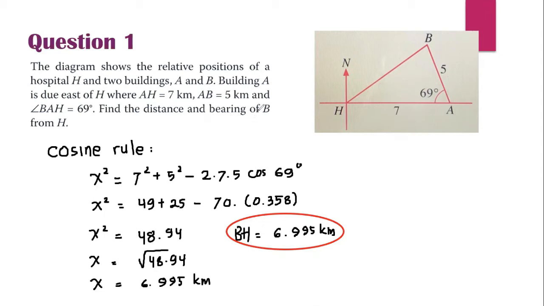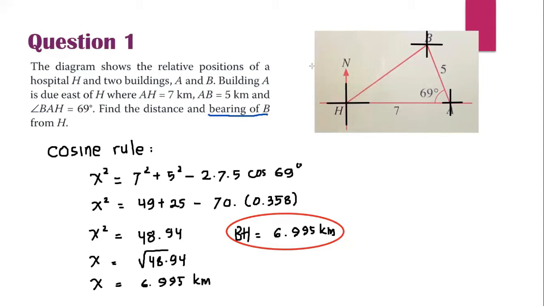Bearing of B from H means B to H. Yeah, this one, B to H. Okay, B to H. You have to draw the Cartesian here. Okay, right? Or this one, same, right? Okay. Clear, yeah?